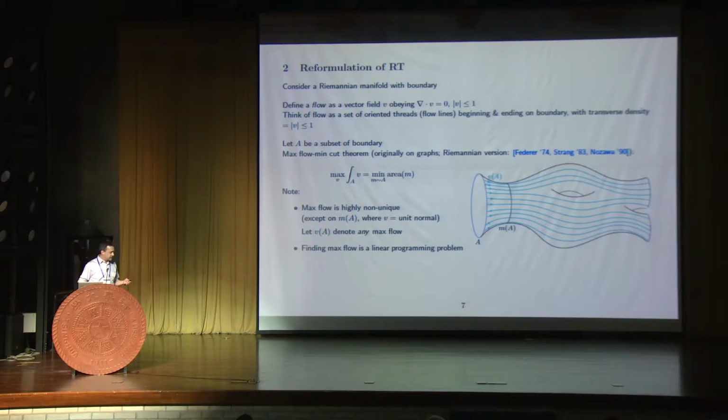So to state it, I need to define something called a flow. A flow is simply a divergenceless vector field whose norm is everywhere less than or equal to 1. Oh, by the way, so we're on some Riemannian manifold with boundary.